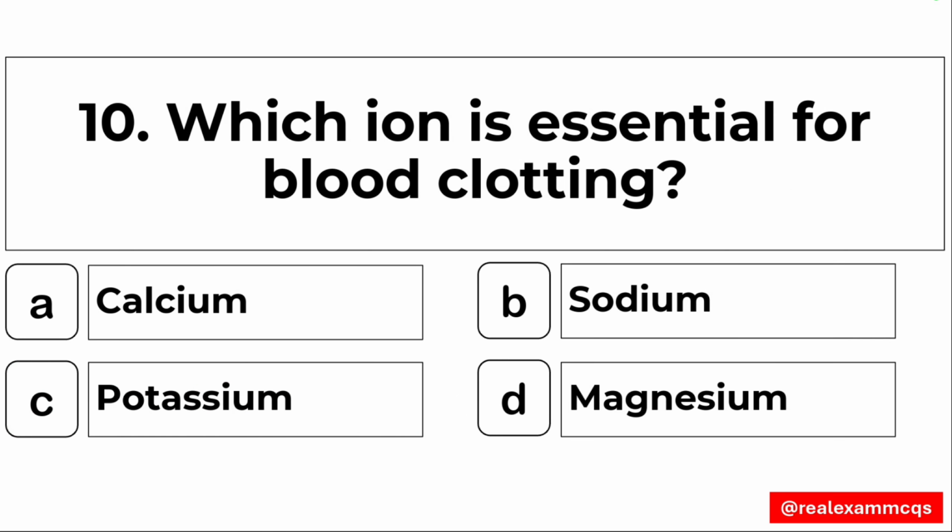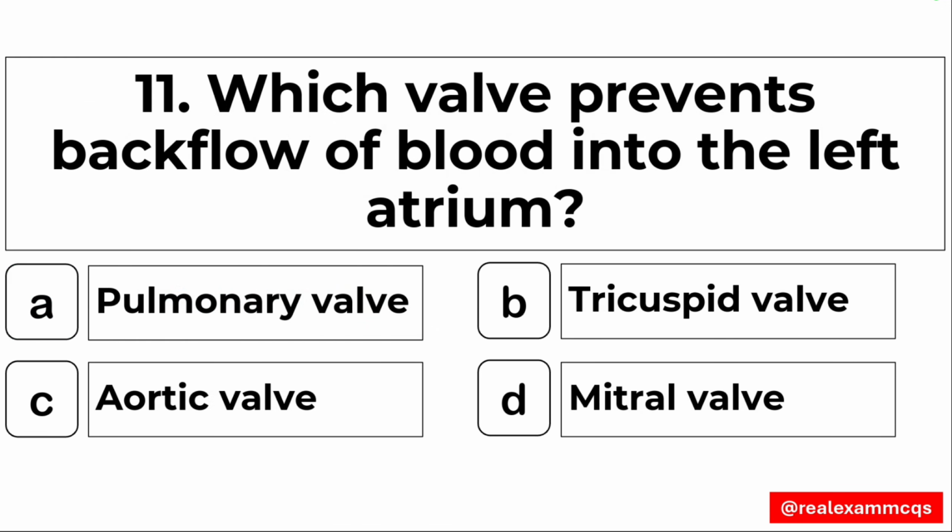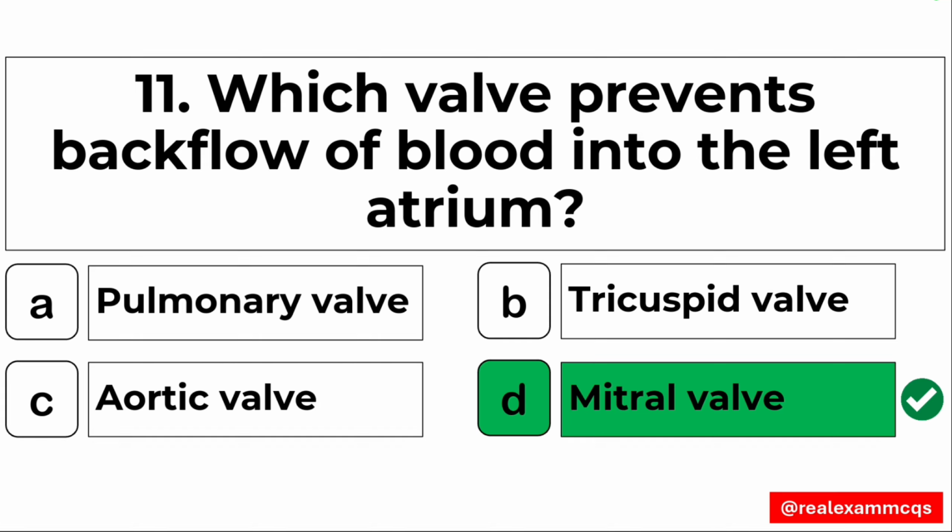Question 10. Which ion is essential for blood clotting? Option A is the right answer, the calcium ion, the Ca2+ ion. 11. Which valve prevents backflow of blood into the left atrium? Option D is the right answer, the mitral valve or the bicuspid valve.